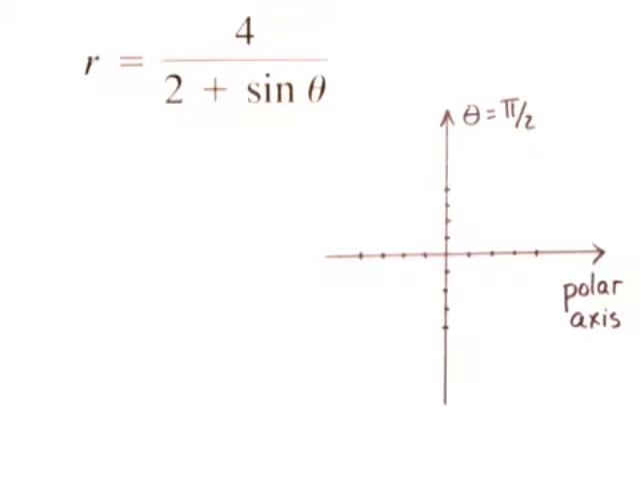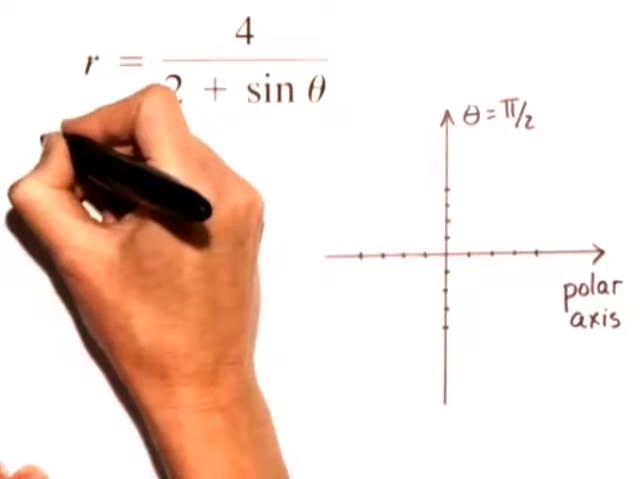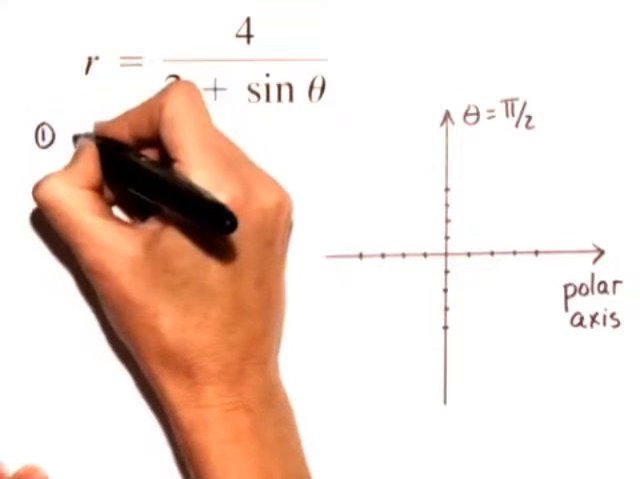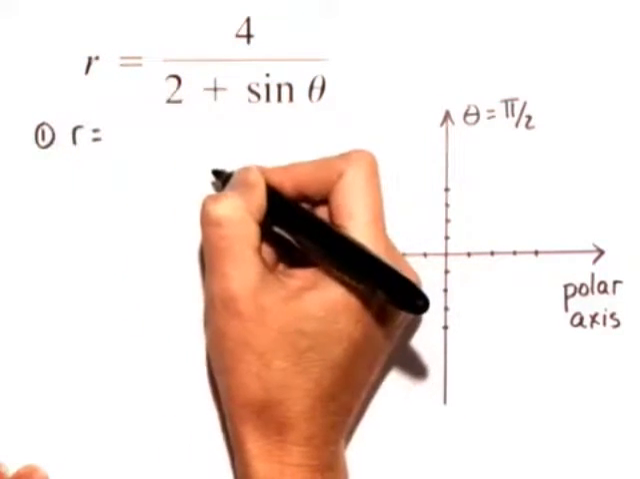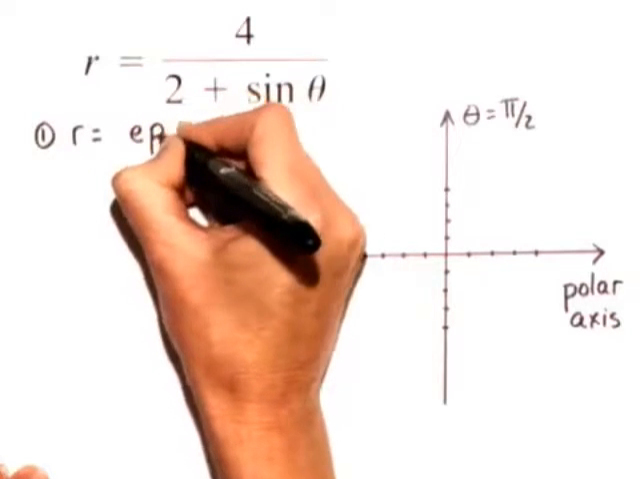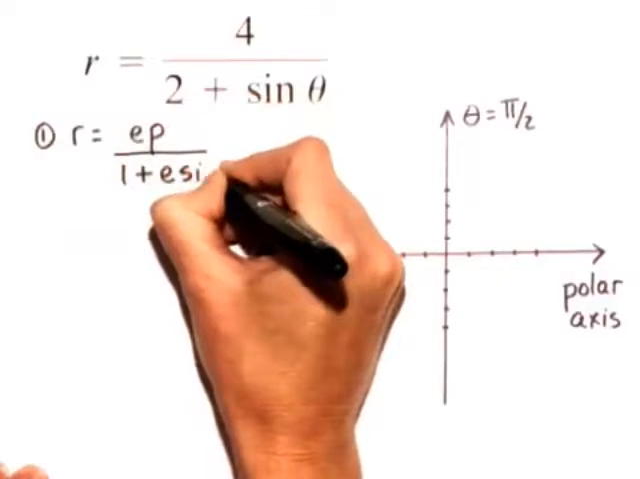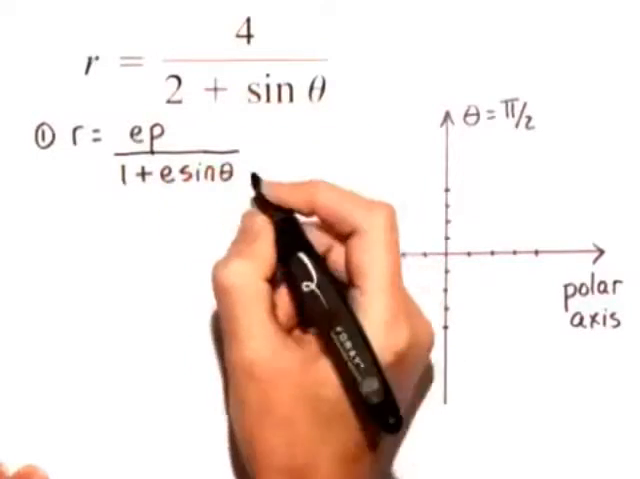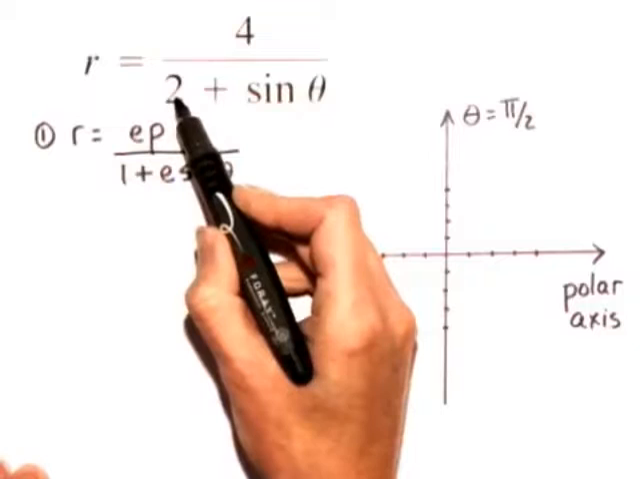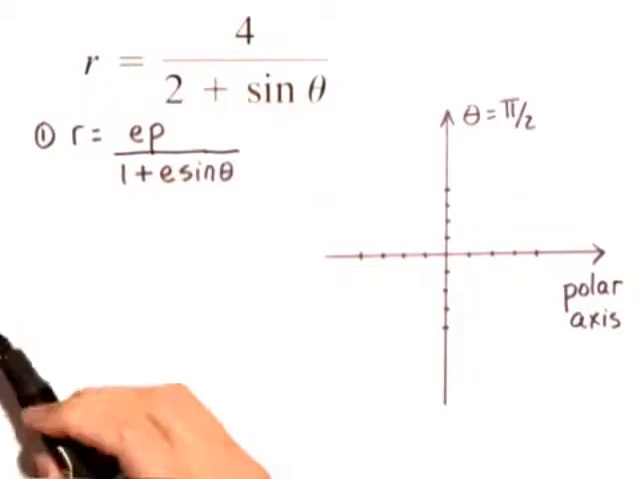For this problem, we'll identify the graph of the conic section, and then we'll graph the polar equation. We have r is equal to 4 over 2 plus sine theta. So our first step in graphing this is to write it in standard form. Standard form will be r is equal to ep over 1 plus e sine theta. This is not in standard form because the constant 2 needs to be a 1.